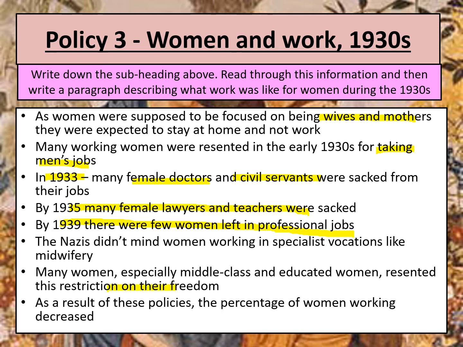Nazis generally didn't mind women having a few certain jobs, for instance being a midwife, but generally they put in place these rules that pushed women out of all different kinds of employment and education. As a result of these policies, the percentage of women working decreased. So the Nazis were quite successful in their aim in the 1930s of reducing the number of women working.